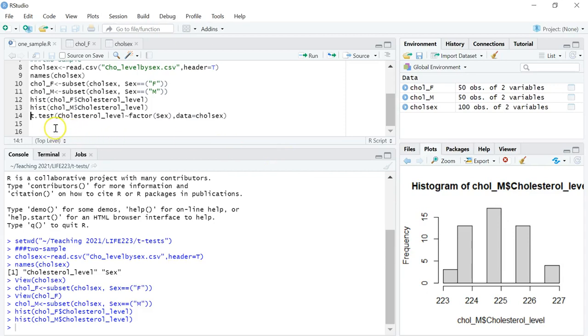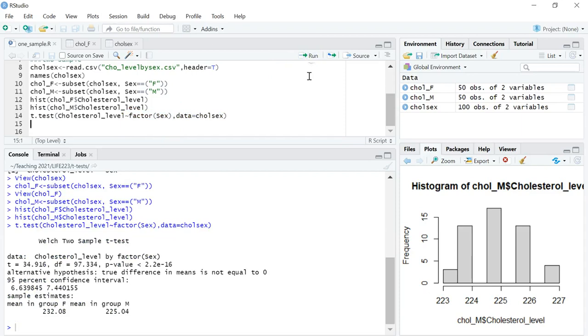So in the one sample you had the t-test and you had the column and then you had the mean that you're comparing it to. But in this case, we're using the t-test function, and then you include what you want to look at. So we're looking at cholesterol level, and we're looking at this as a factor of sex. So this should be familiar to you, using this factor from those box plots that you did in the data visualization. So we're looking at what happens to cholesterol level as a factor of sex. And then we're telling R that we want to use that col-sex data frame.